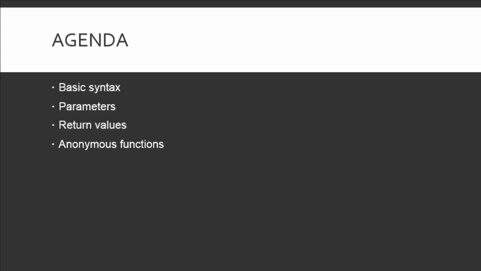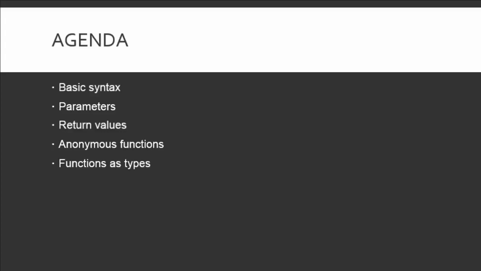So in today's video, like all of our videos in this series, I'm going to break the discussion down into multiple parts. We'll start by talking about the basic syntax of a function. Then we'll talk about the parameters that you can pass into a function to influence how it works. Then we'll talk about the return values that you can get back out of a function. We'll talk about something called an anonymous function.